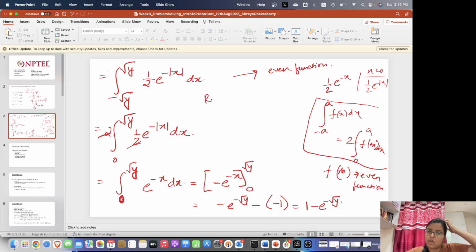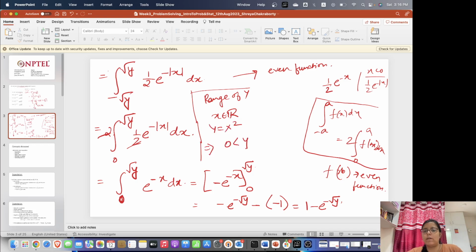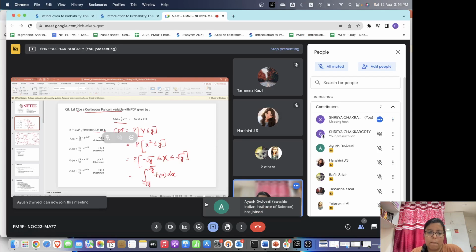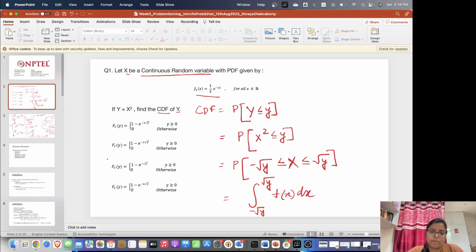And what is the range of y? Here x was for all x belonging to the entire real numbers. Y is x square, so y will always be positive. So the range of y will be 0 less than or equal to y less than infinity. So this is the final answer, option C.